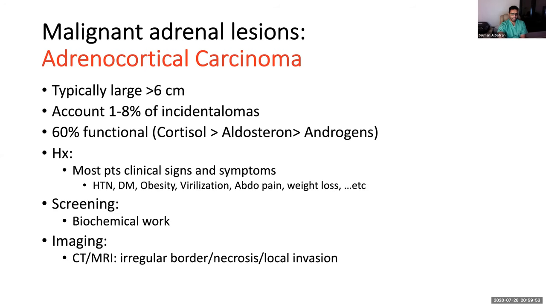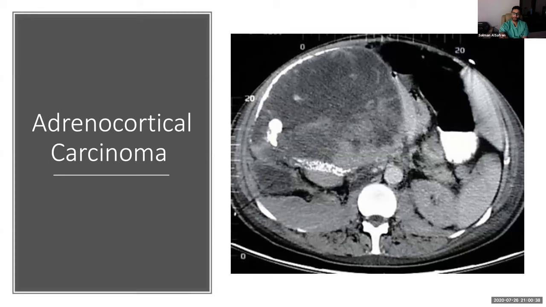Okay, and then that will bring us to the malignant adrenal lesion, adrenal carcinoma. Typically, they are more than 6 centimeter and account for 1 to 8% of incidentalomas, average 5%. The majority are functional, and cortisol is the most common hormone they produce, followed by aldosterone and androgen. Most patients have clinical symptoms: hypertension, diabetes, virilization, weight loss. Screening: about 60% of them will have a positive biochemical workup. Imaging with CT scan and MRI, it's pretty obvious and you can pick it up. As you can see here, this mass is huge, has no plane to the surrounding structures, and looks like it's invading them.